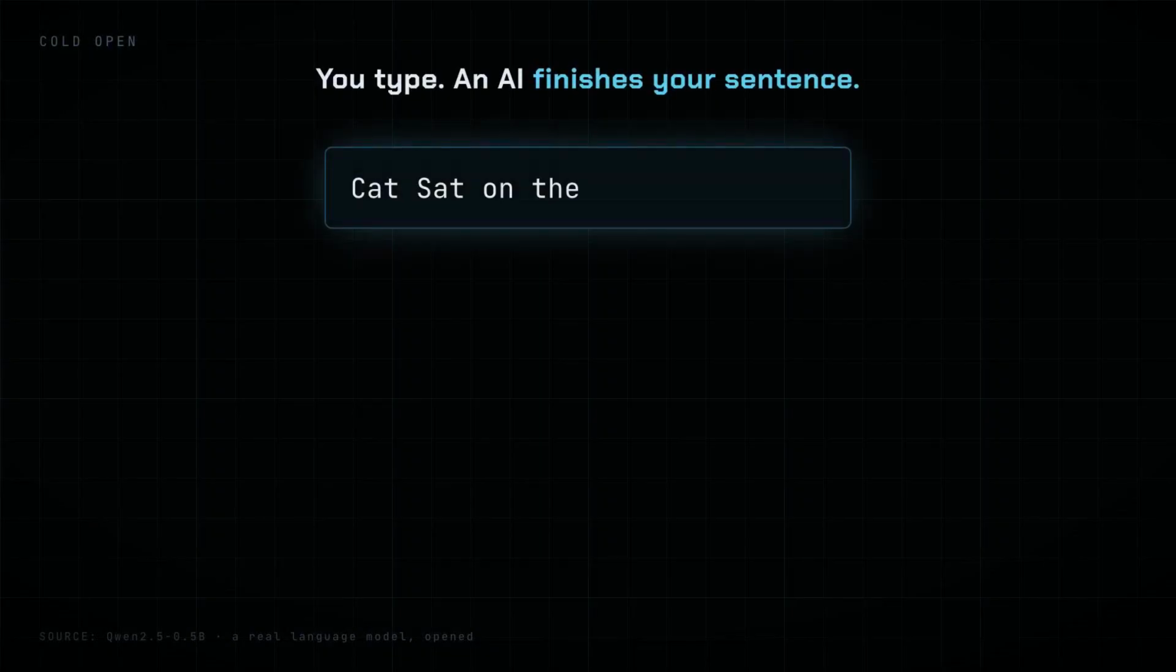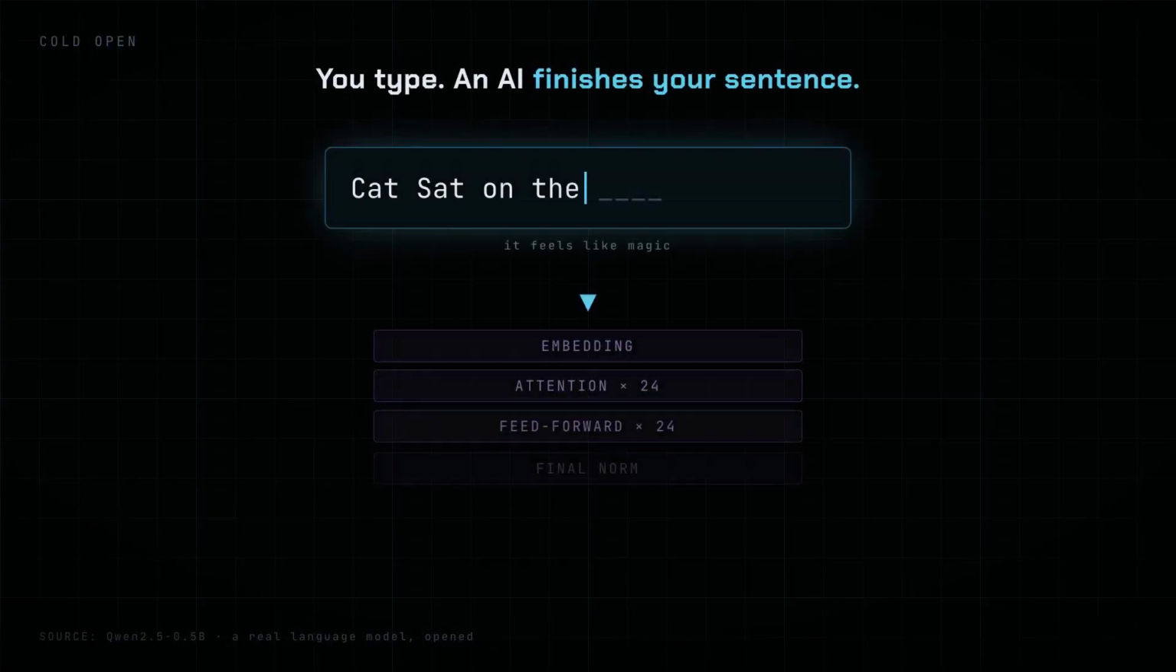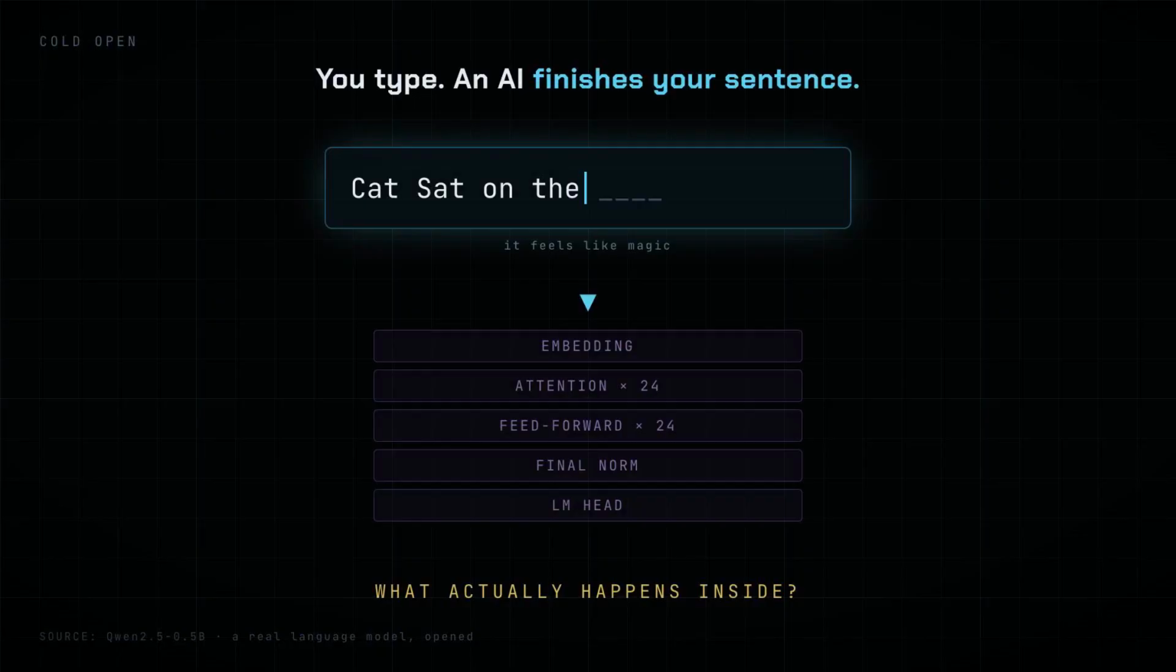You type "cat sat on the" and an AI finishes your sentence. It feels like magic, but under the hood, it's just numbers flowing through layers. Today, we open a real language model and watch 4 words travel through every single stage.